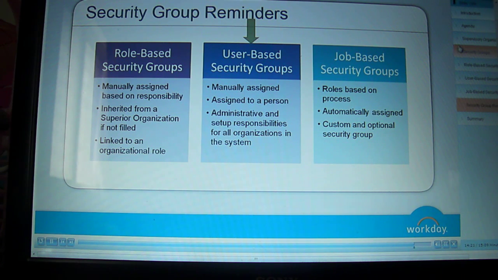Someone with an administrative role will be responsible for setting up information in the system and initiating certain processes in areas such as human resources, compensation, or benefits. For job-based security groups, membership is derived based on the job a user is in and the job criterion defined for the security group. For example, the management level. For all of these roles, security is always enforced.